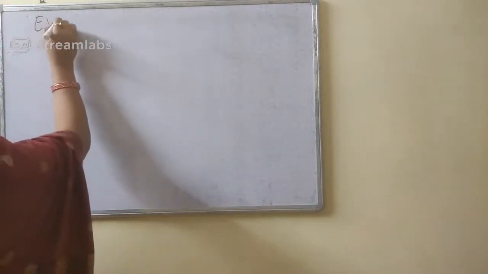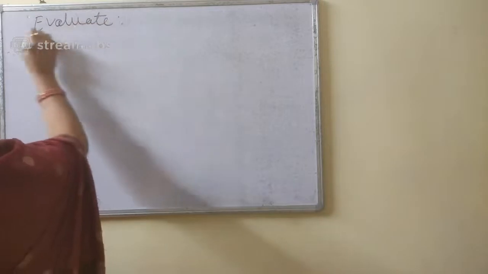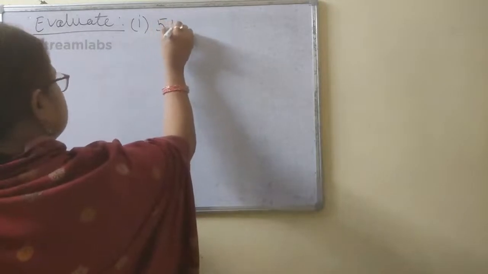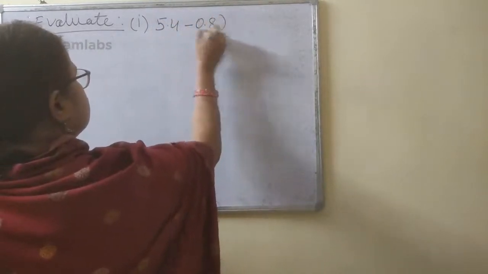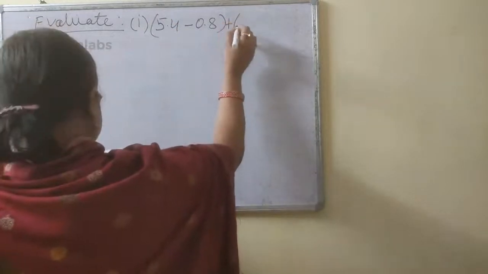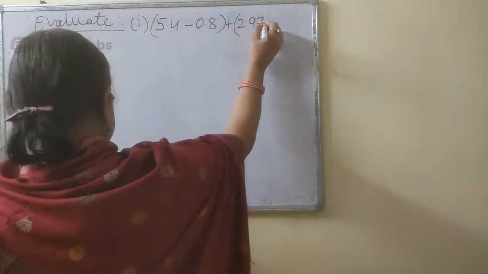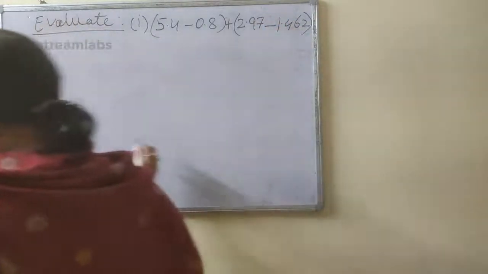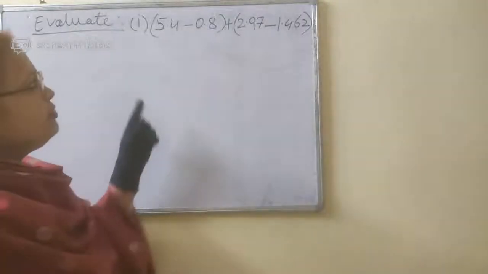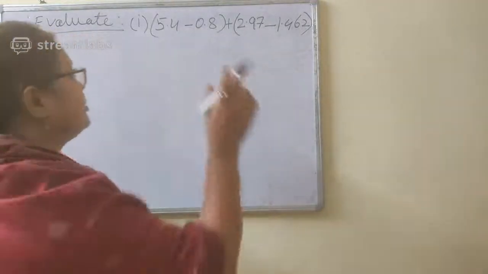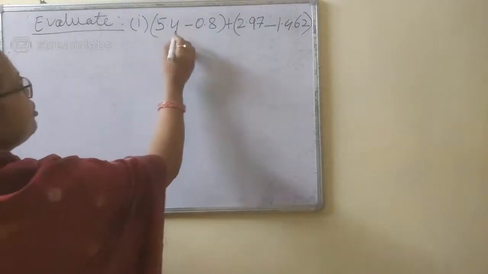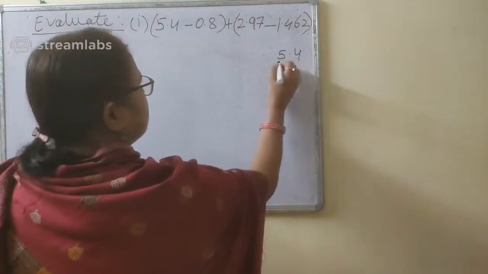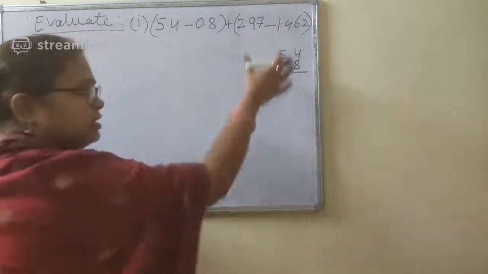Now the next is, evaluate. Yeah, this type of question also you get. So the first one is 5.4 minus 0.8 plus 2.97 minus 1.462. This is the question. Okay, how we will solve it? So again, first we will solve what? First we will solve the bracket. So 5.4 and 0.8 we will add. So what we will get here? 5.4 and 0.8. Clear? Like this you also do.